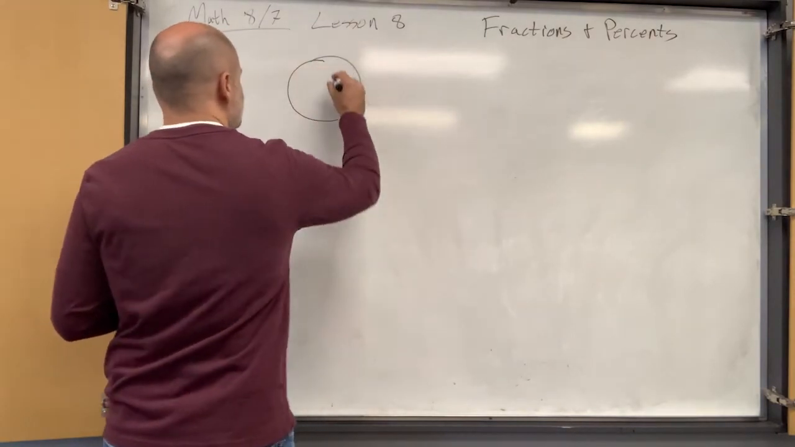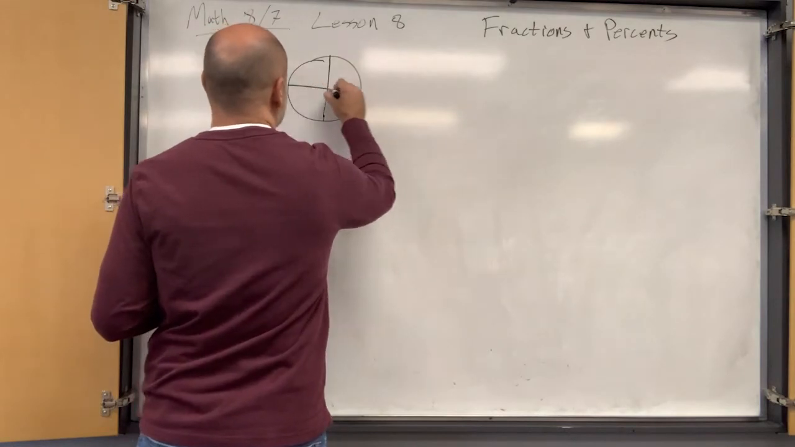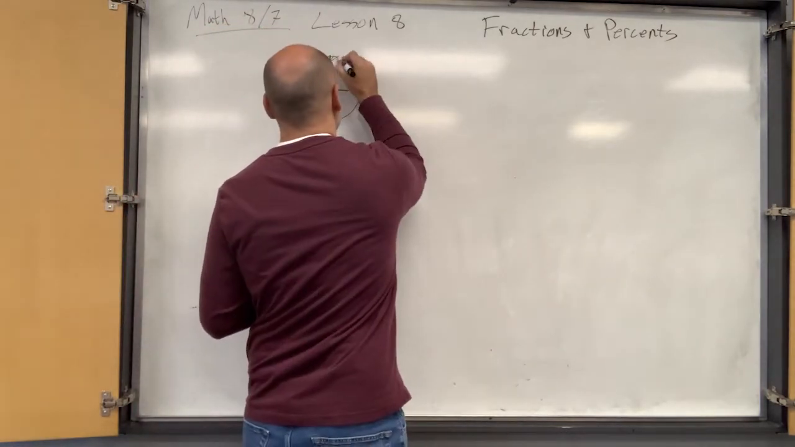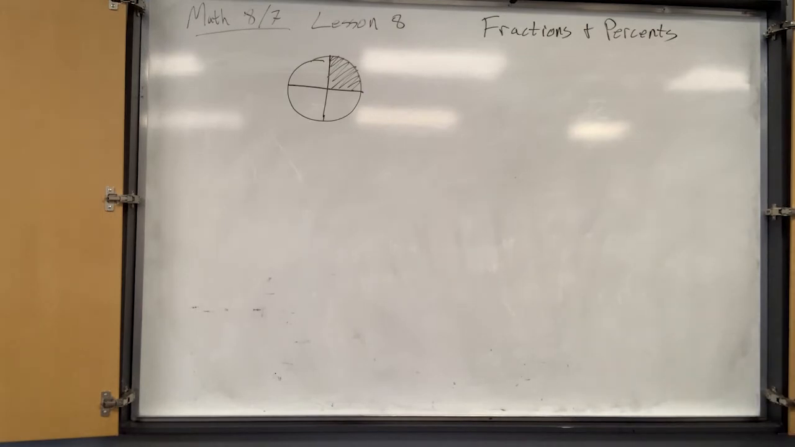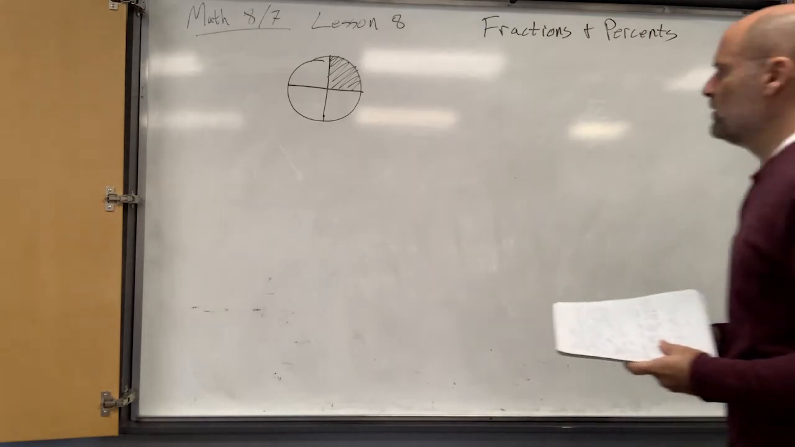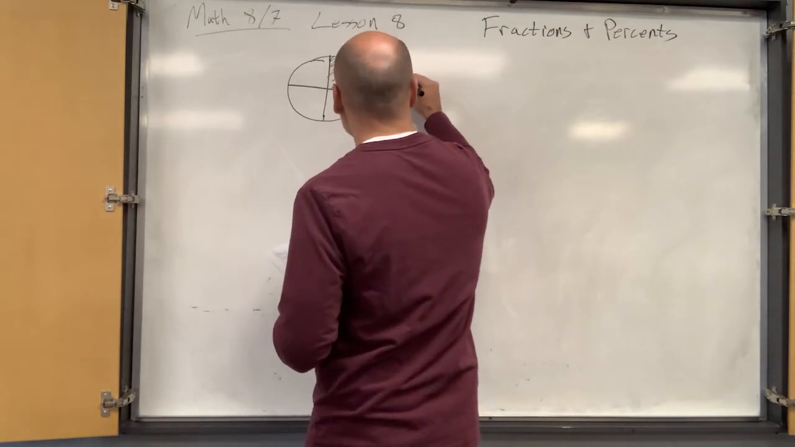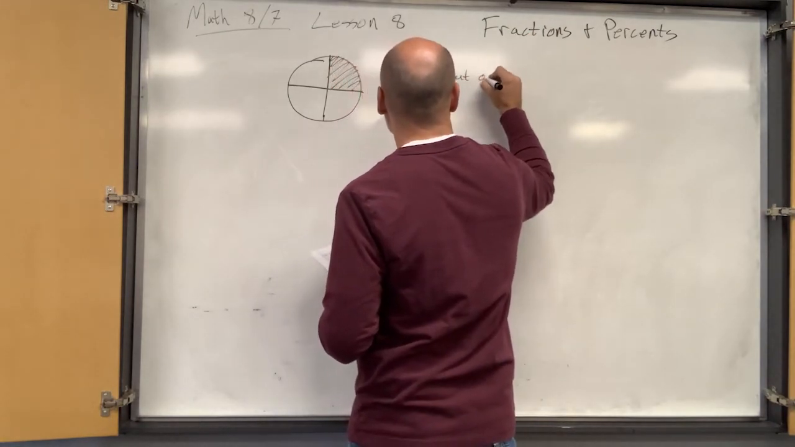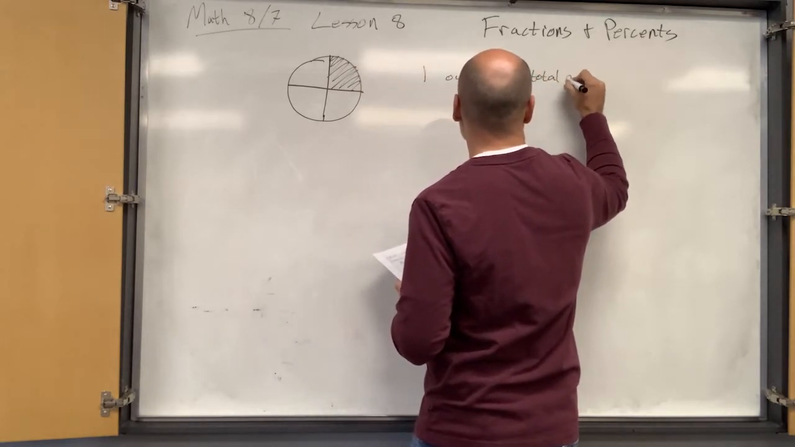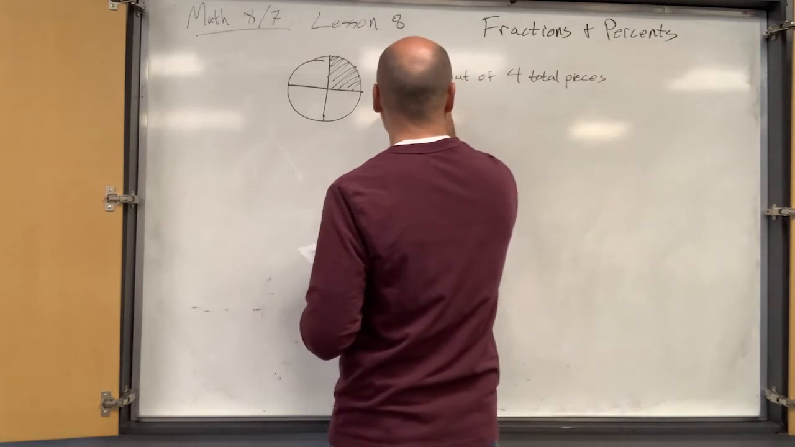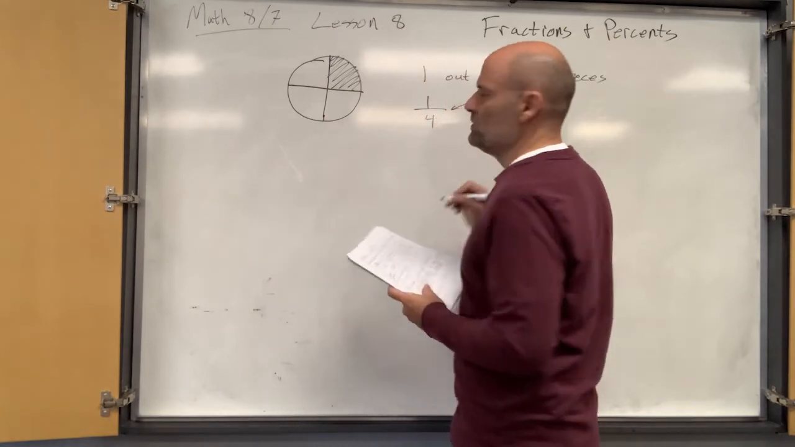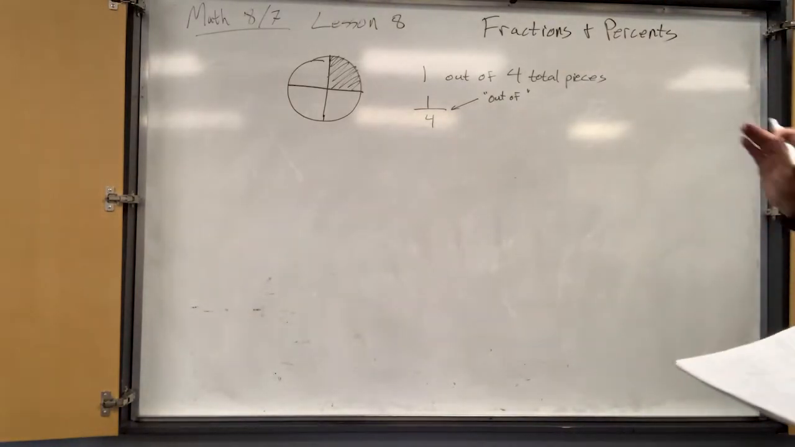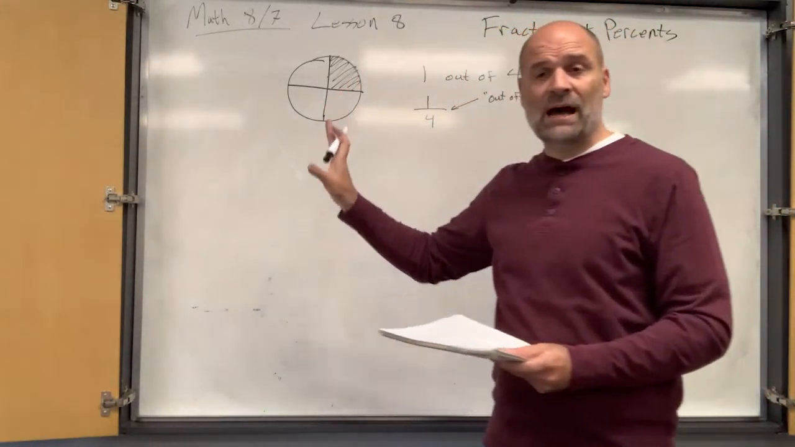The best way to talk about fractions is with pizza, okay? If there are four total pieces and I pick one of those, what fraction of the pizza is shaded? One fourth. The top number is one out of four total pieces. This little fraction bar, you can think of as the two words "out of." So if I had three of those shaded, that would be three out of the four shaded.